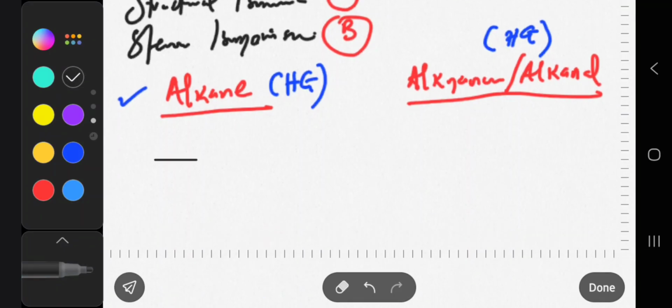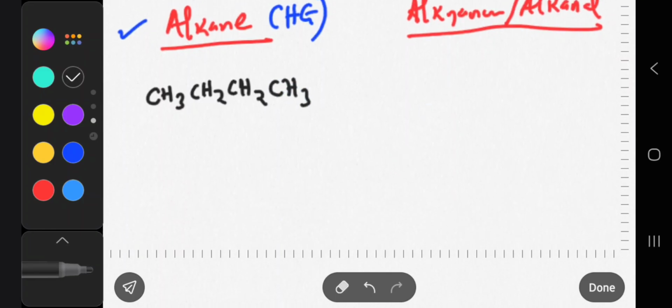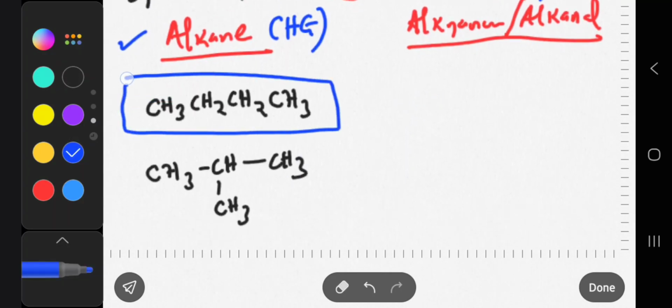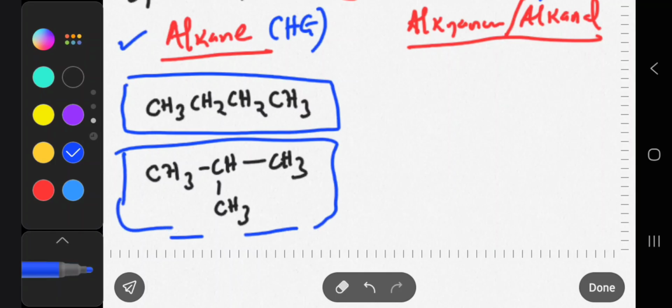If we have butane, CH3, CH2, CH2, CH3, this is butane, right? Then let's say we have 2-methylpropane, that's CH, then we have methyl here, then we have CH3. Now, these are two isomers. This is one isomer, these are isomers, okay? And why are they isomers? Because they have the same molecular formula but different structural formula.